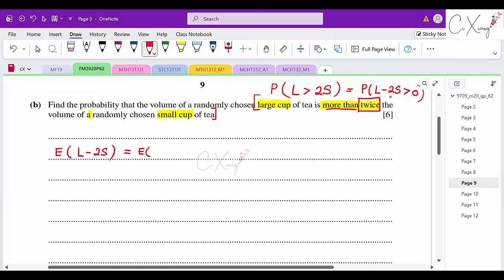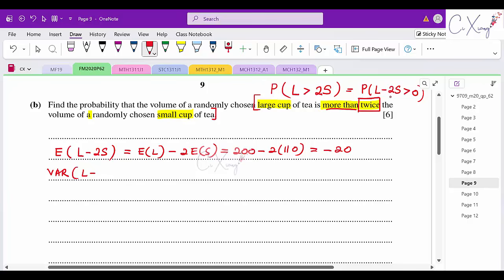So it will be the mean of L minus 2 times the mean of S. So the mean of L is 200, minus 2 times 110. So you are getting negative 20 here. Then how about the variance?